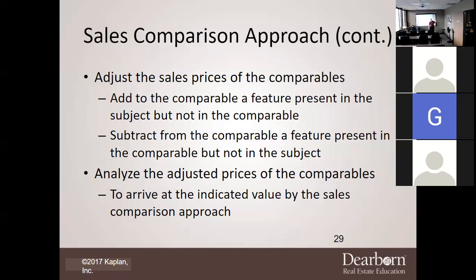Maybe there's certain tax incentives with Keith's property. Okay, so you got to look at all these different situations. Again, you add to the comp a feature that's present in the subject but not the comparable, and you subtract from the comparable a feature that's present in the comparable but not in the subject. Again, you analyze the adjusted prices of the comparables, and you're going to arrive at the indicated value by the sales comparison approach.